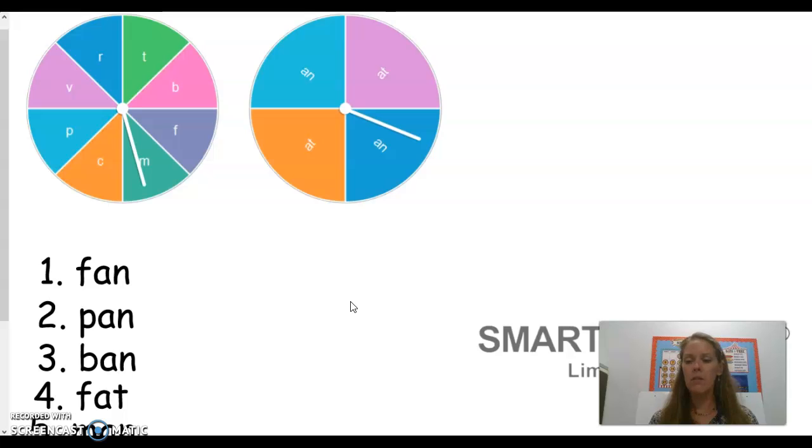Thinking of the middle sound especially, but then what comes before and after that short A sound. So thinking about the parts of words. The beginning, the middle, and the end. So that's what we'll be working on here.